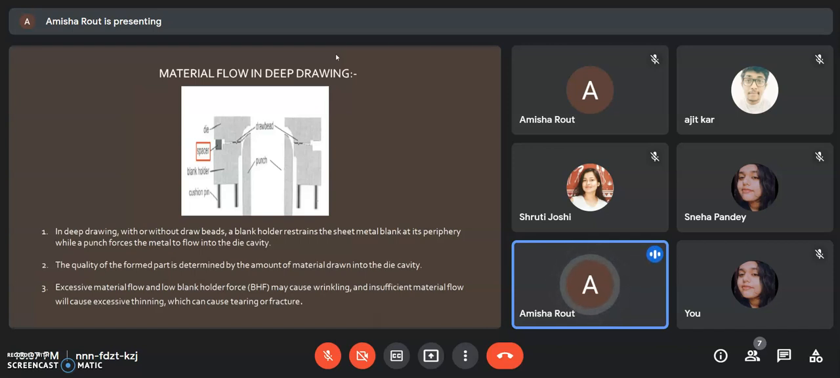Excessive material flow and low blank holder force may cause wrinkling, and insufficient material flow will cause excessive thinning, which can cause tearing or fracture. Obtaining a wrinkle-free part and the desired percentage of stretch in a deep drawn part sometimes can be very frustrating and time consuming. Wrinkles, fractures, loose metal buckles and oil canning are everyday problems in the die build and stamping industry.